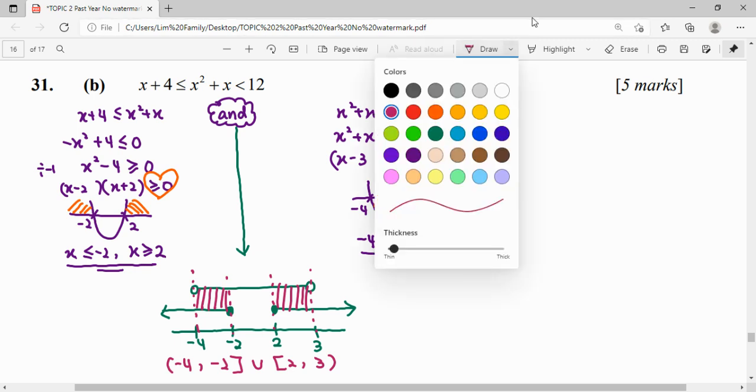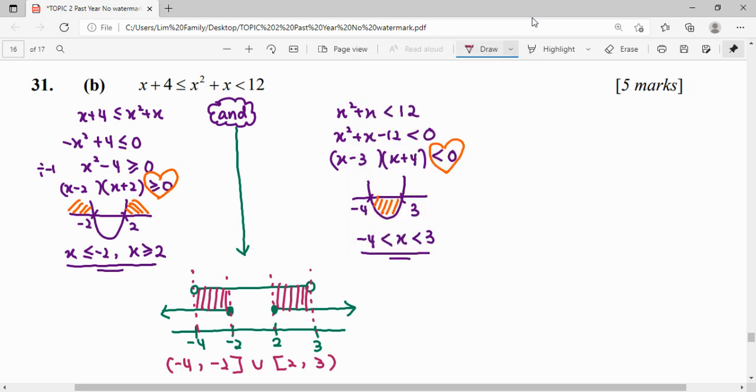Or I can write it in set notation. Using set notation, -4 < x ≤ -2, and 2 ≤ x < 3. This is our set notation. We can accept the answer in inequality form, set form or interval form.